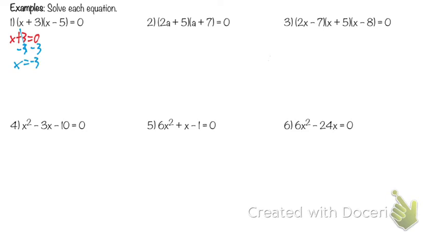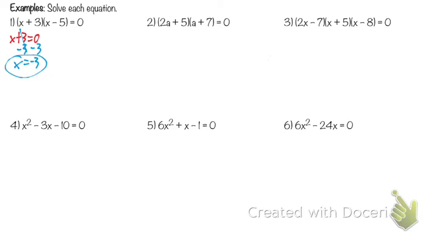If I were to plug negative 3 back into these, walk through it with me real quick. Negative 3 plus 3 is 0. Negative 3 minus 5 is negative 8. Would 0 times negative 8 be 0? Yeah, it works.